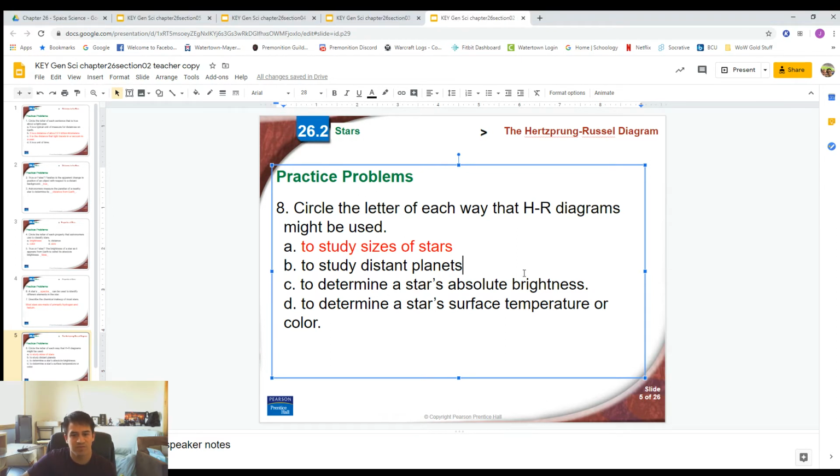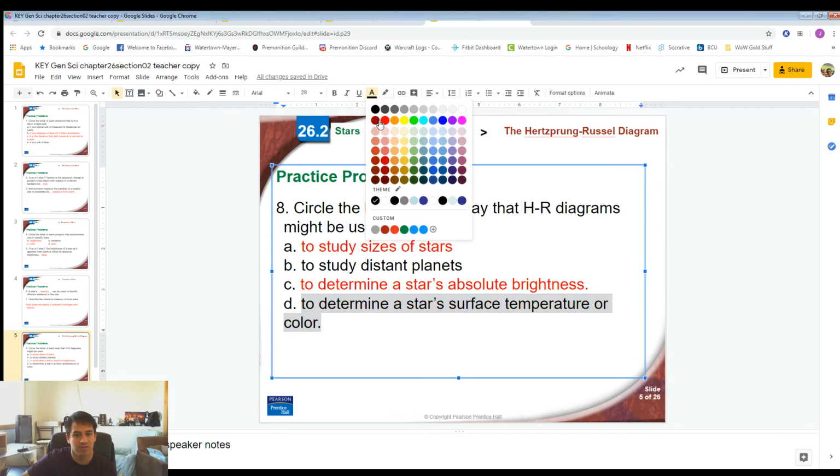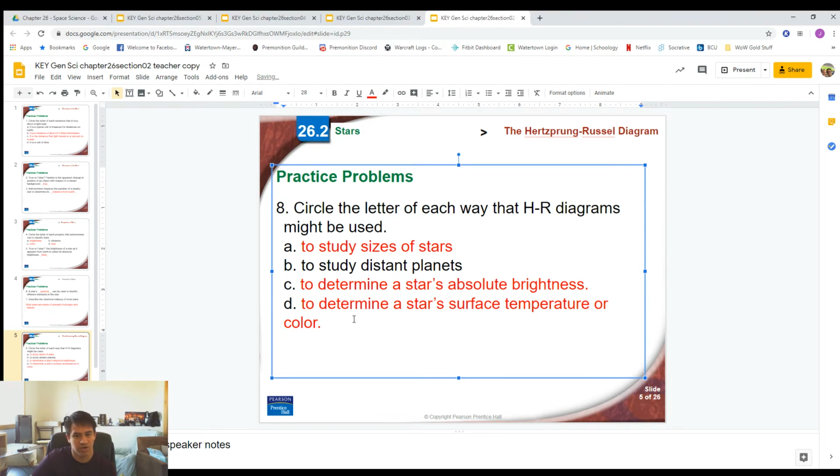They can be used to determine a star's absolute brightness. That is also true. On HR diagrams, we are looking at absolute brightness on the y-axis and temperature on the x-axis. And then letter B, to determine a star's surface temperature or color. That is also a good way that we can use HR diagrams, because again, on the x-axis of an HR diagram is surface temperature and also color. So those would be the 3 good answers.